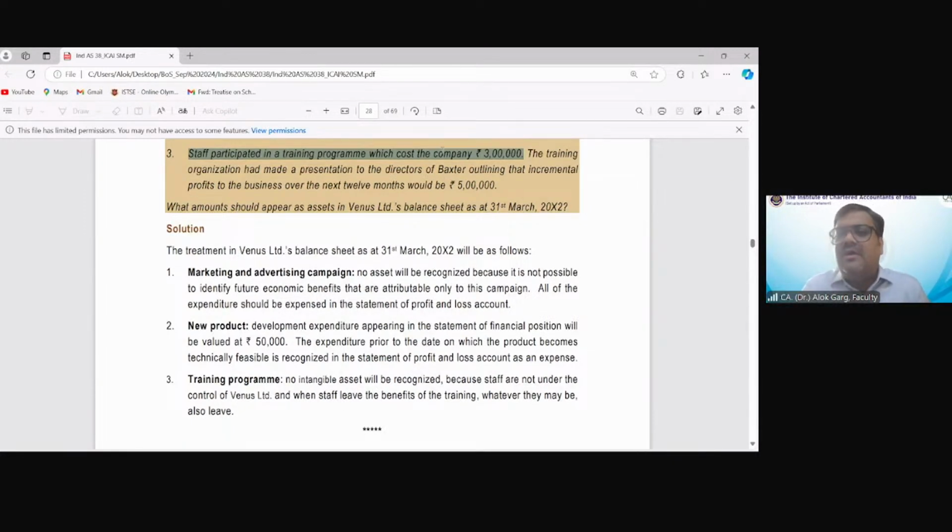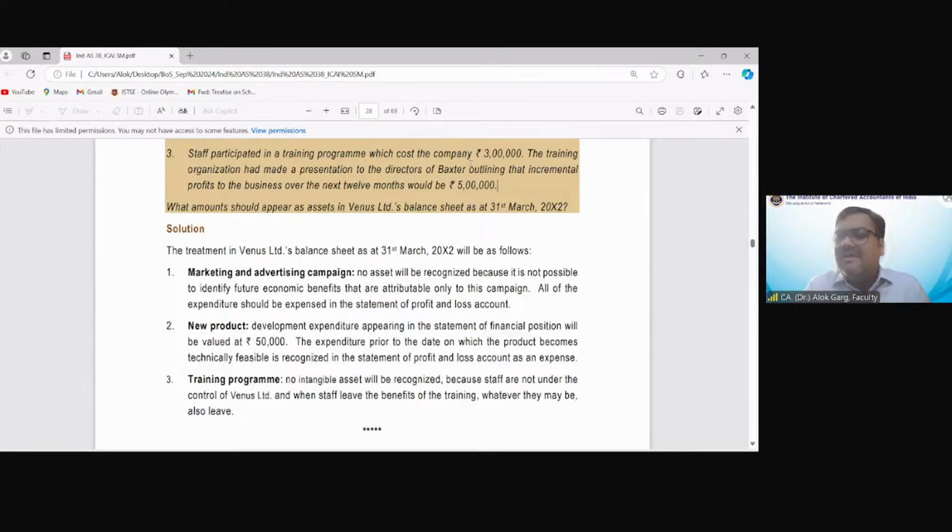चलो पढ़ लेते हैं पूरा. Let's read the entire third part. So staff training 3 lakh rupees. The training organization had made a presentation to the director of Baxter outlining that incremental profit to the business over the next 12 months will be 5 lakh rupees. Again, gumrah kar raha hai question. This question is just trapping you. This question is confusing you, digressing you, right?